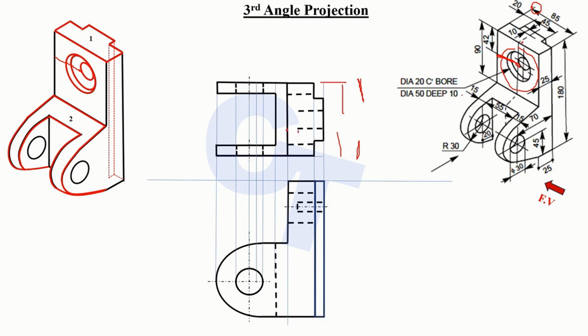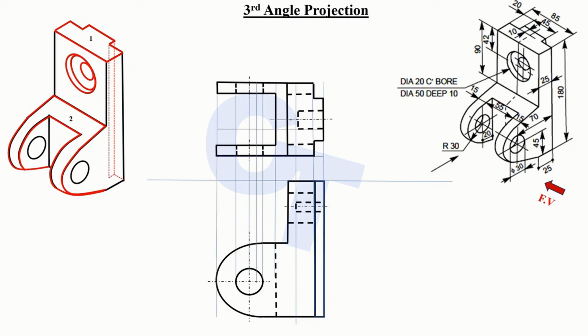Why? Because I told you that this thing is 10 millimeter deep. Okay, so now let's do that and join those two lines. As you can see, this is what we have. And now let's go to the side views. Take a 45 degrees set square, and you know what I'm going to do. I'm going to project each and every line, right? That's what I want to do.